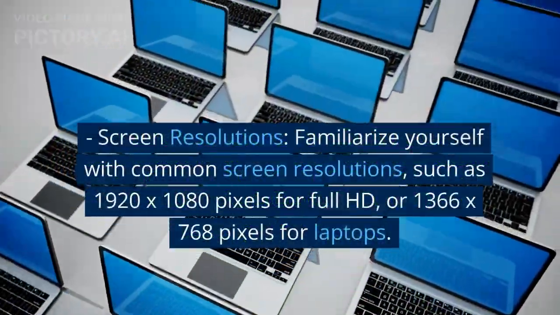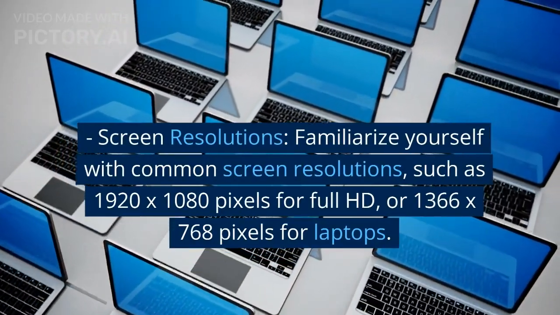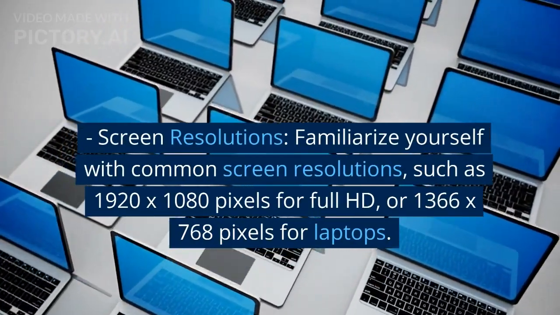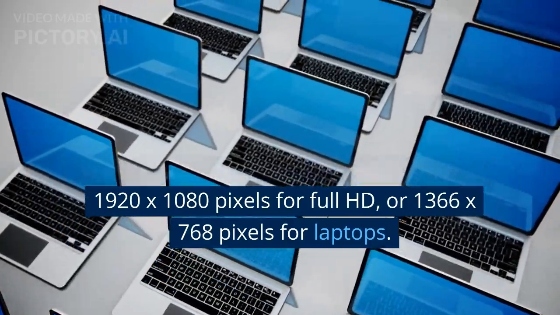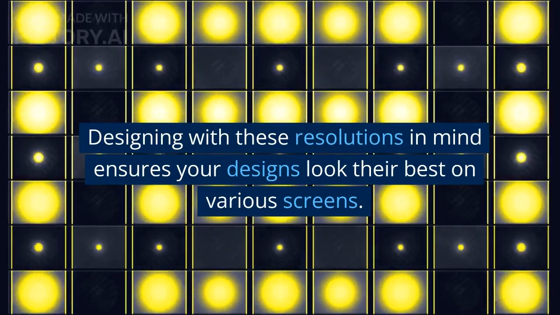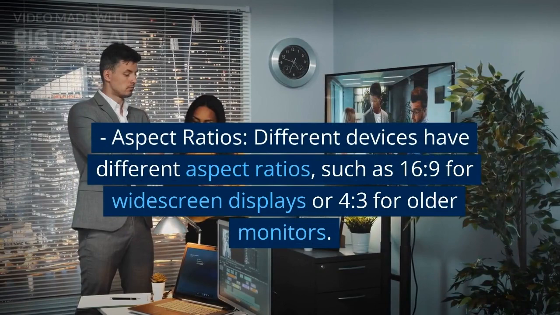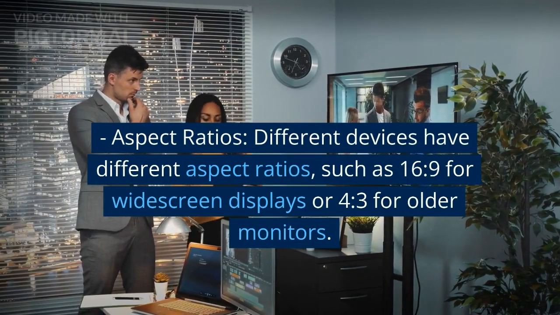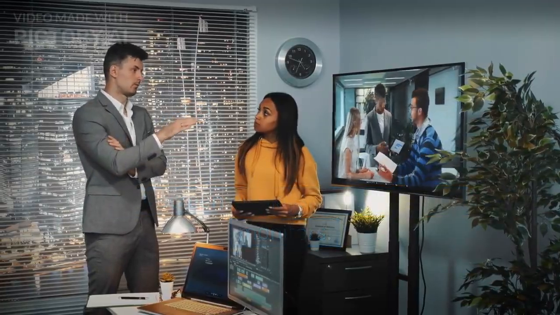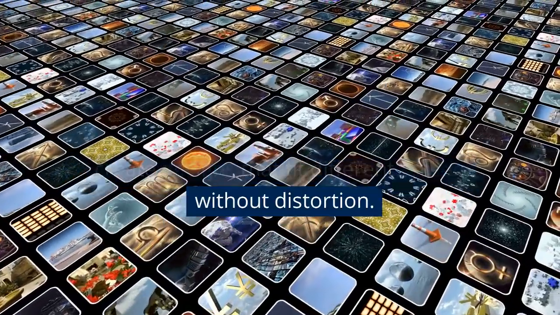Screen resolutions. Familiarize yourself with common screen resolutions, such as 1920 by 1080 pixels for Full HD, or 1366 by 768 pixels for laptops. Designing with these resolutions in mind ensures your designs look their best on various screens. Aspect ratios. Different devices have different aspect ratios, such as 16:9 for widescreen displays or 4:3 for older monitors. Understanding aspect ratios will help you create designs that fit different screens without distortion.